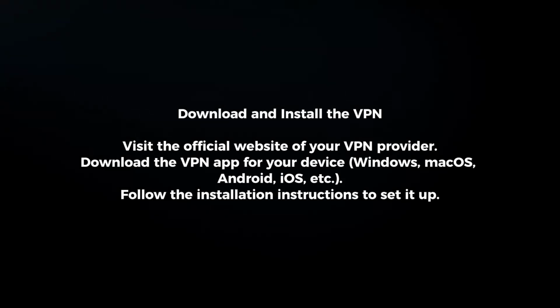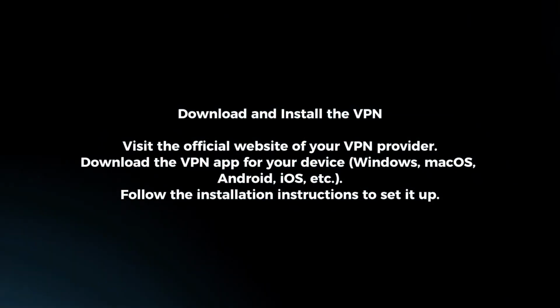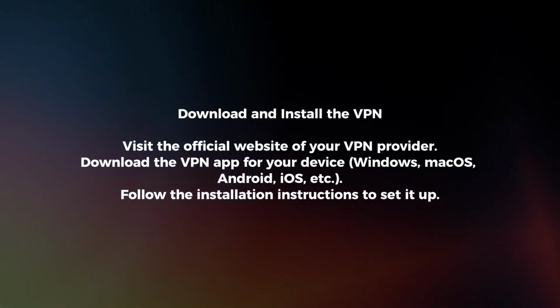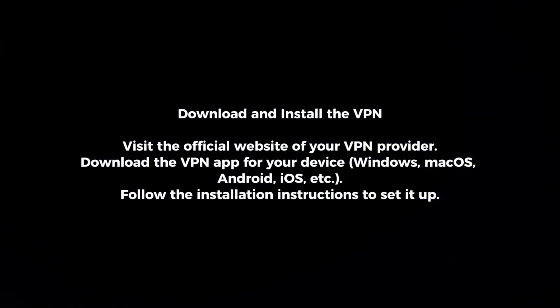Download and install the VPN. Visit the official website of your VPN provider. Download the VPN app for your device. Follow the installation instructions to set it up.